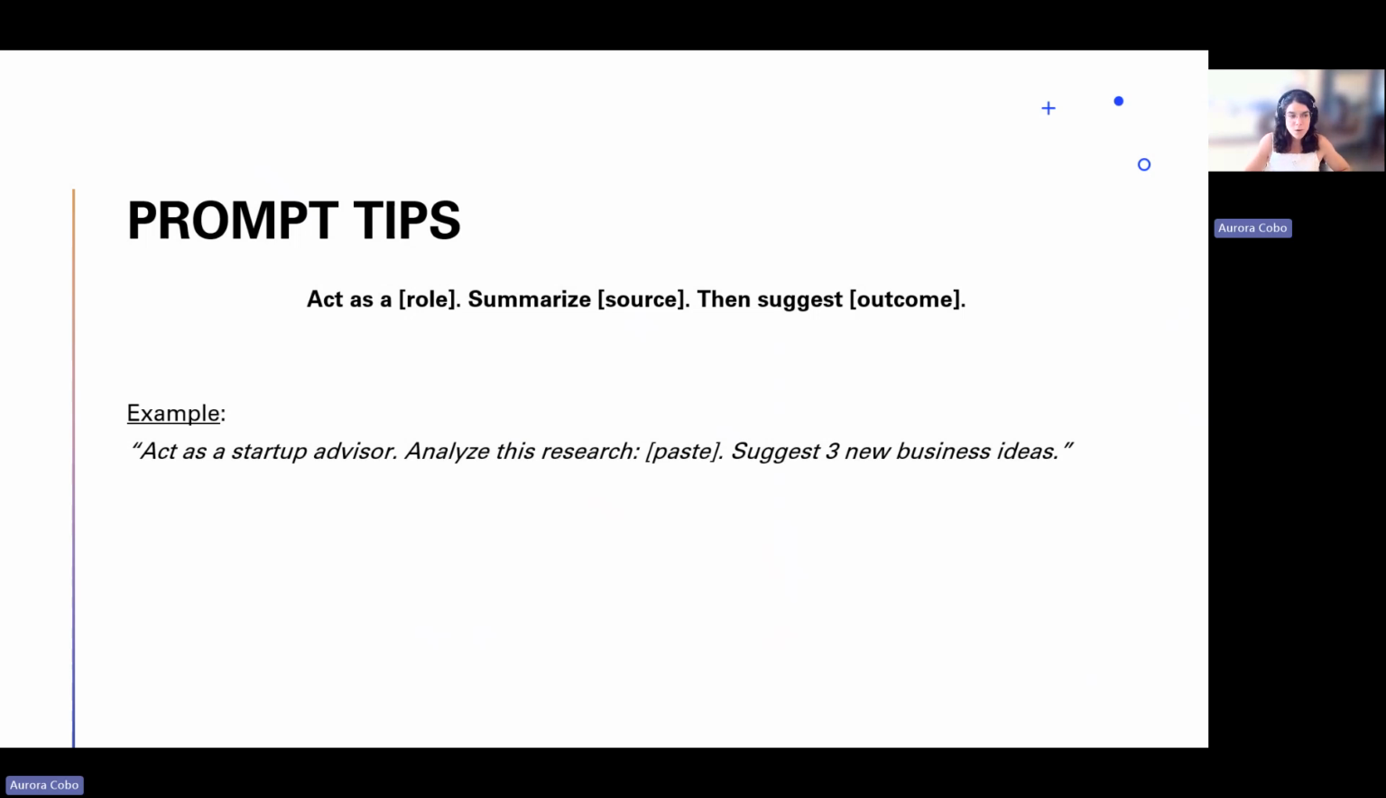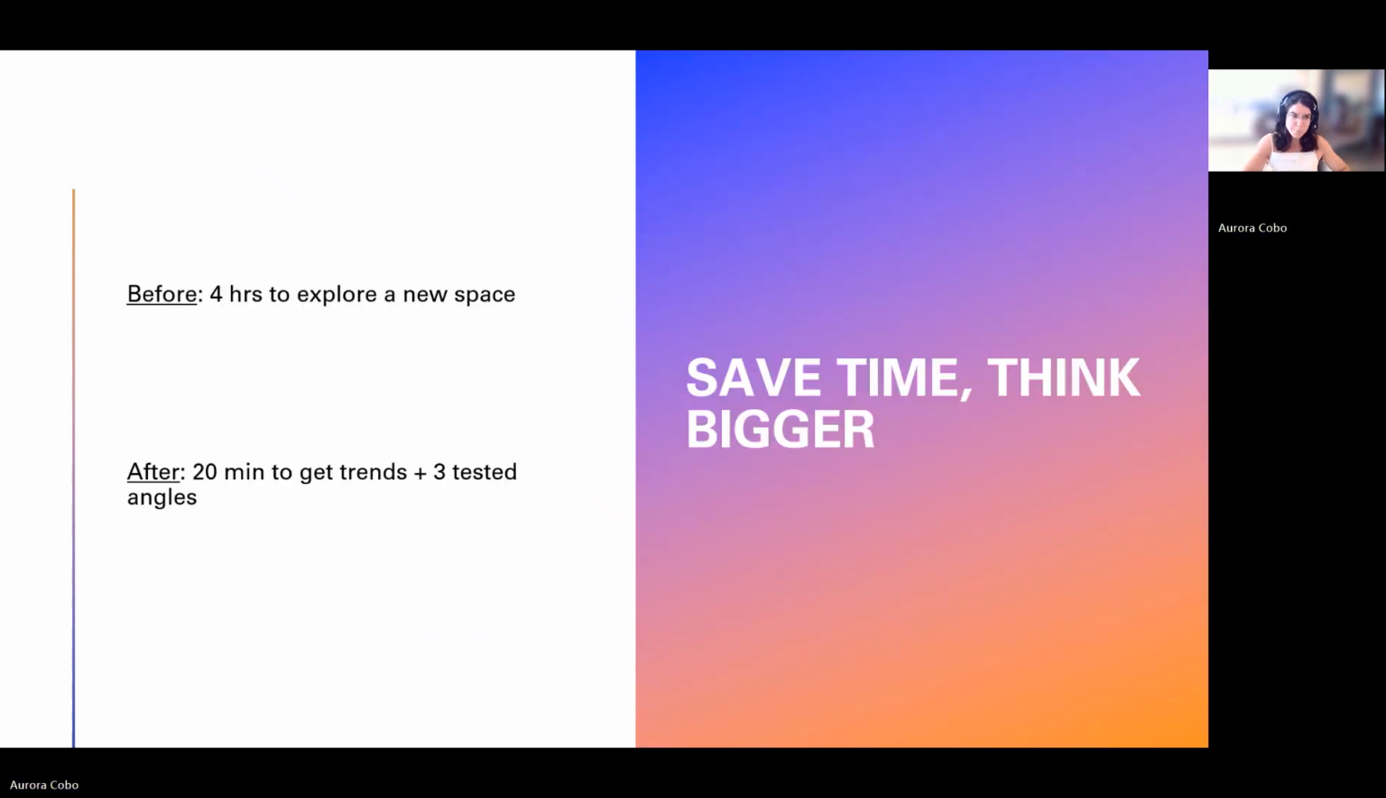And after that, you put what you need, then suggest an output, where you put the format of the output that you want to obtain. For example, you can write: act as a startup advisor. Analyze this research, and I paste the whole research that I obtained from Perplexity. Suggest 3 new business ideas. So this is a prompt that you can use in ChatGPT to obtain the main information from your research.